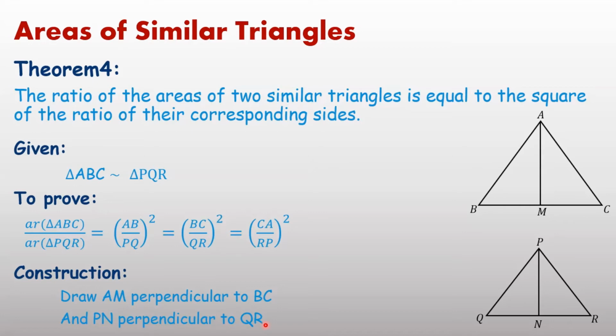Statement of theorem. The ratio of areas of two similar triangles: the given part is that the two triangles are similar. Then we have to prove the ratio of areas of the two triangles is equal to the square of the ratio of corresponding sides. Now, proof.